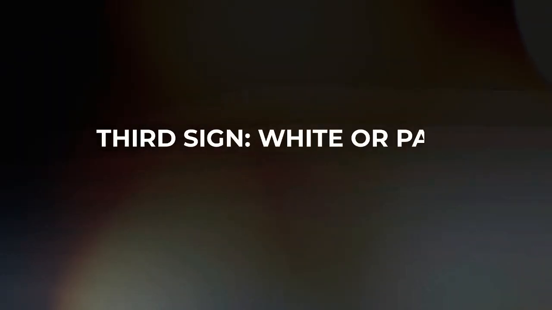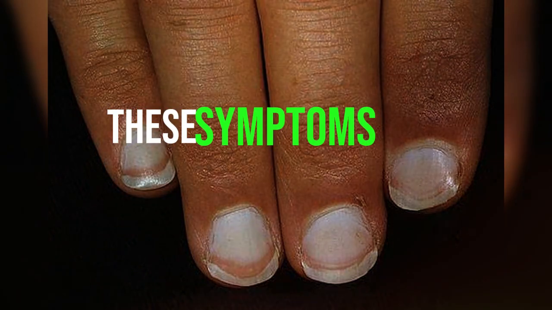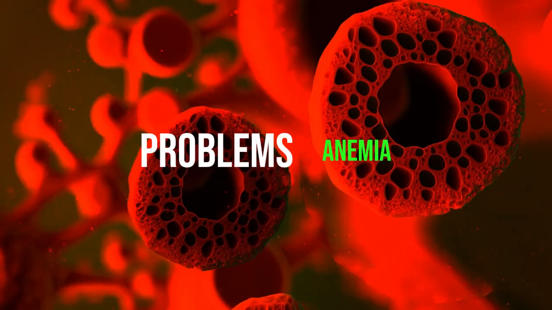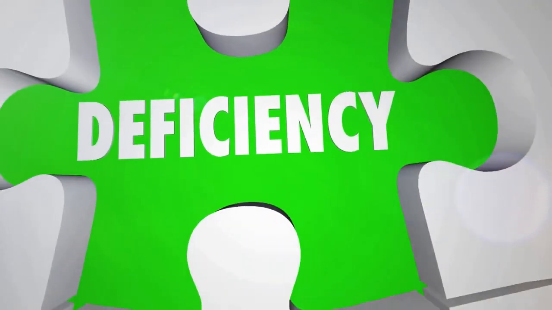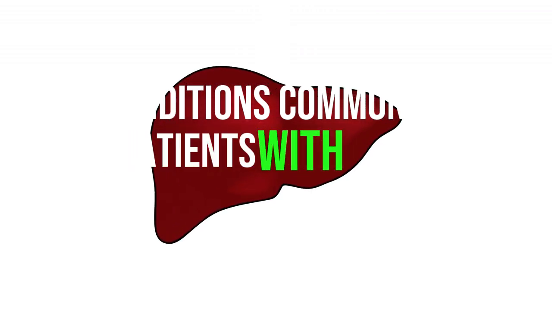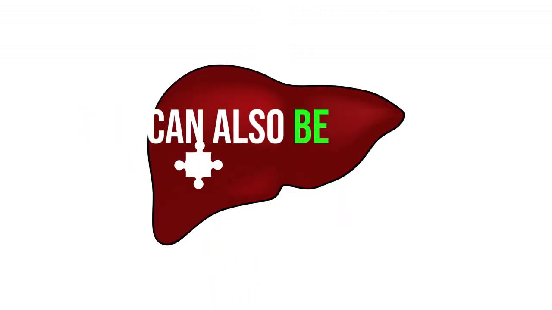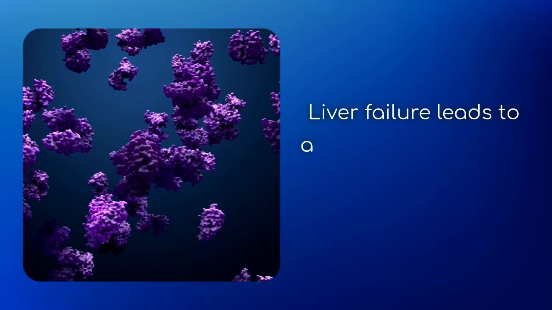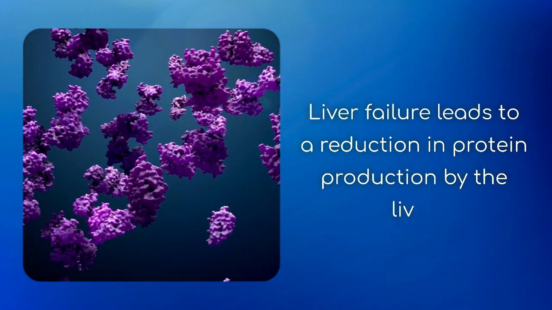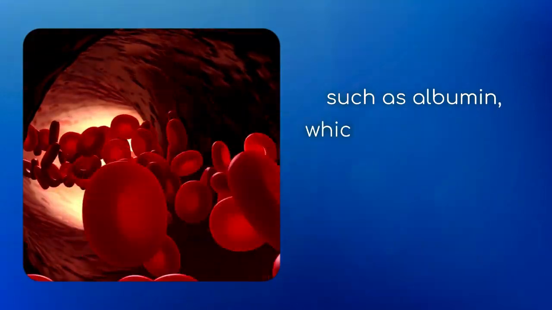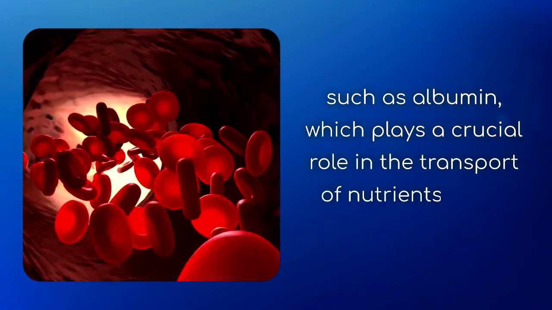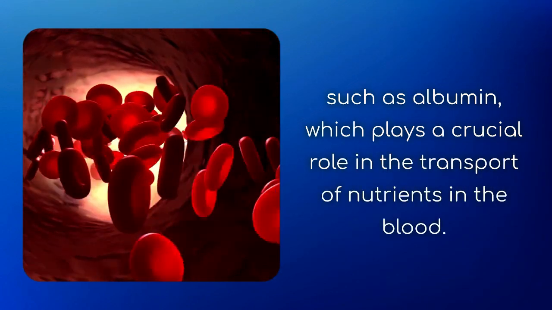Third sign, white or pale nails. These symptoms may indicate liver problems, anemia, and nutritional deficiency, conditions common in patients with liver diseases and can also be signs of liver failure. Liver failure leads to a reduction in protein production by the liver, such as albumin, which plays a crucial role in the transport of nutrients in the blood.